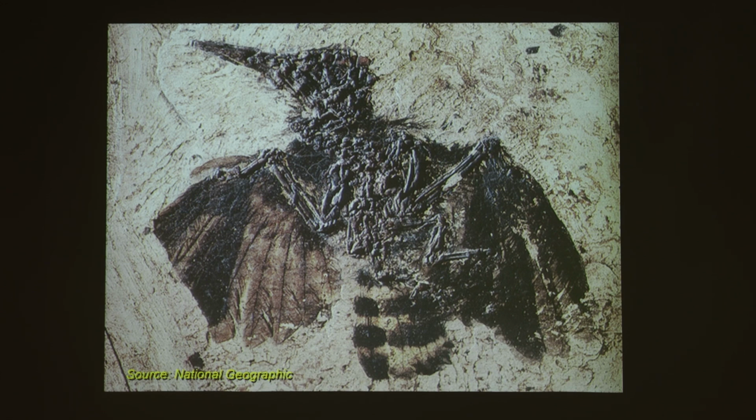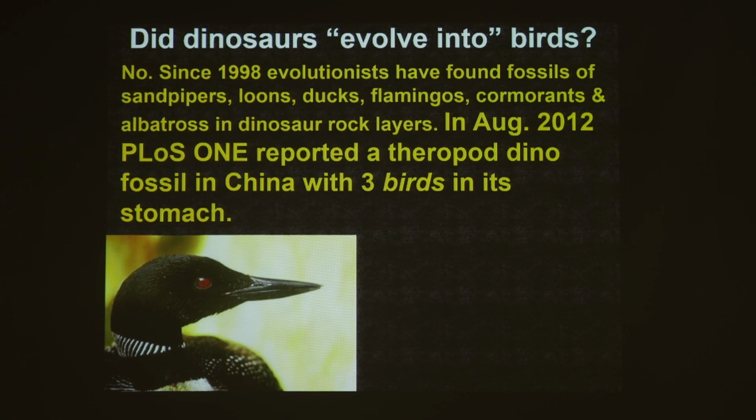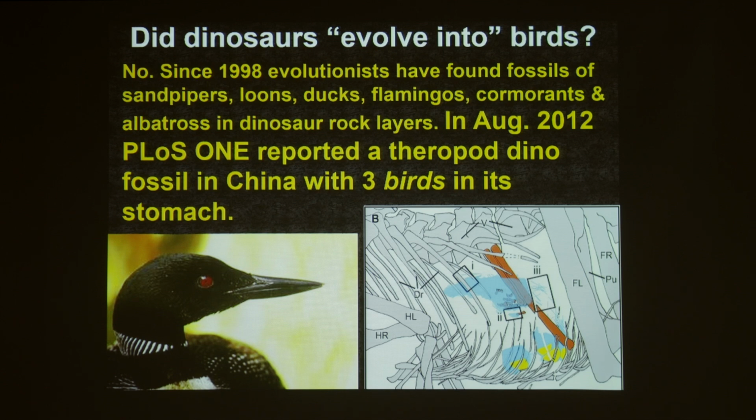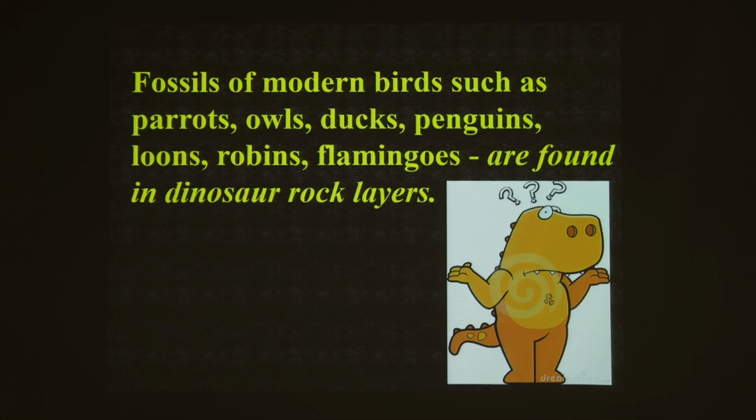But is that what we find in the geological record? No, actually what they have found since 1988 has been fossils of sandpipers, loons, ducks, flamingos, cormorants, and albatrosses in dinosaur rock layers. And in August 2012, PLOS ONE reported a theropod dinosaur fossil in China with 3 birds in its stomach. Dinosaurs weren't evolving into birds. They were eating birds. Parrots, owls, ducks, penguins, loons, robins, flamingos, all fossils of them have been found in dinosaur rock layers right next to the dinosaurs.